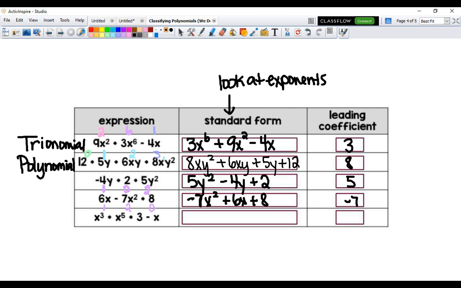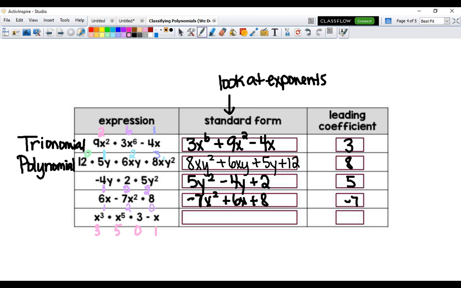In the very last example, x cubed plus x to the power 5 plus 3 minus x. They want me to rearrange this in standard form. So I have an exponent of 3. I have a degree of 5. I have a degree of 0. And I have a degree of 1.